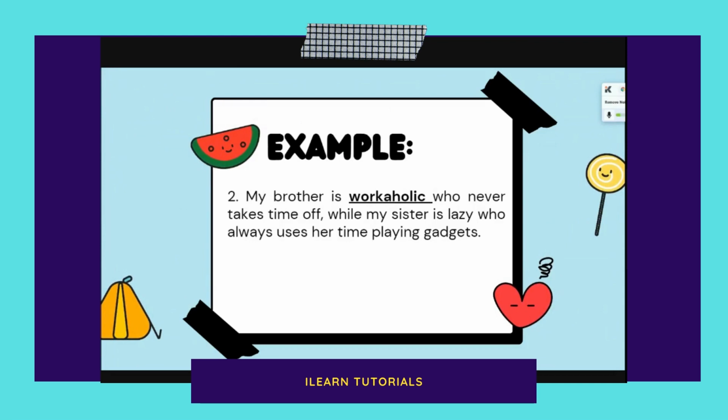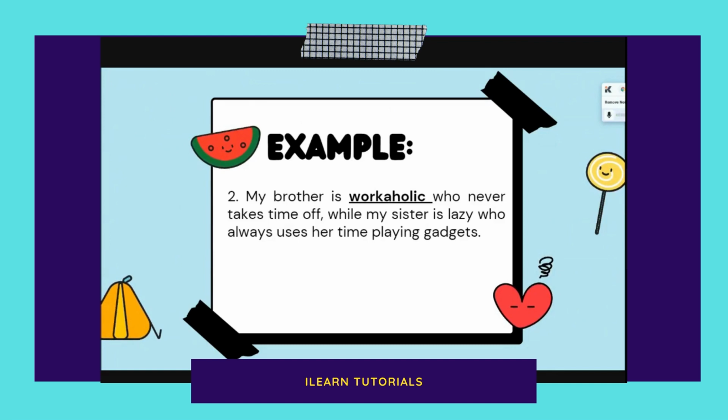Another example is this one. "My brother is workaholic who never takes time off, while my sister is lazy who always uses her time playing gadgets." If we want to know the meaning of workaholic in this sentence, we can use antonyms because we have a hint that his brother is not resting and he is compared to his sister who always plays gadgets. So we can say that workaholic is a person who works hard and who works long hours.